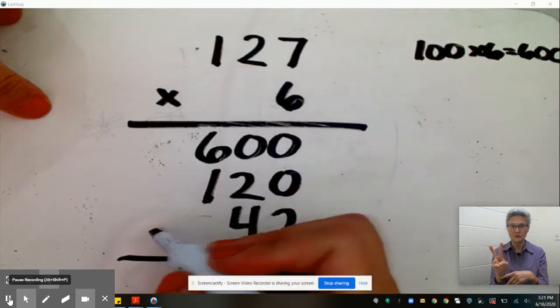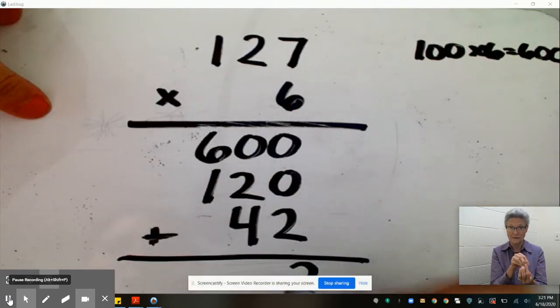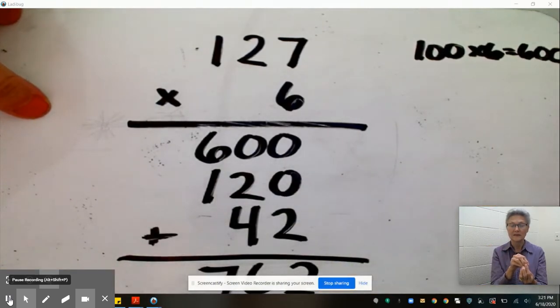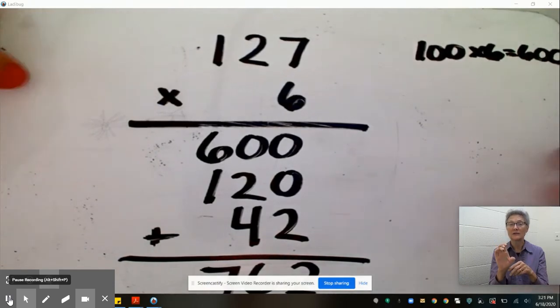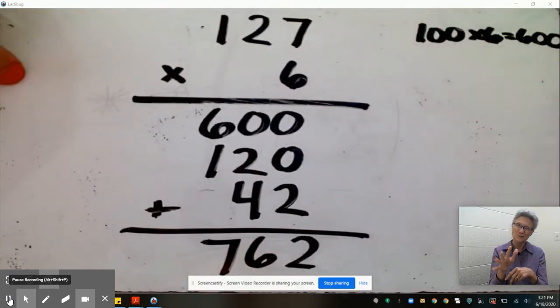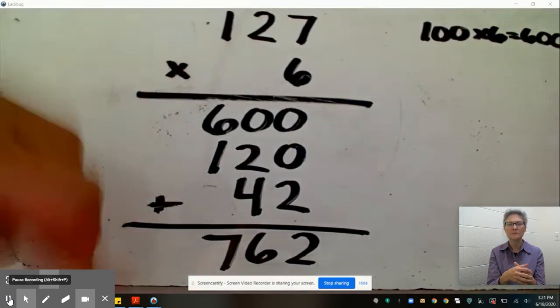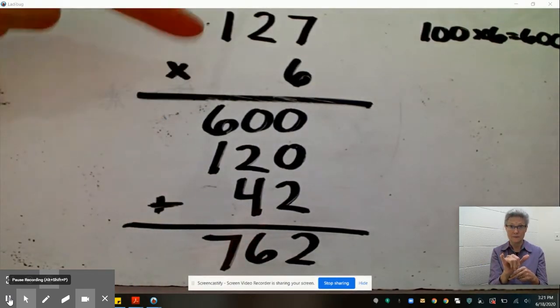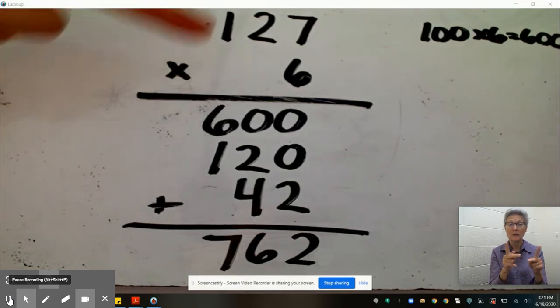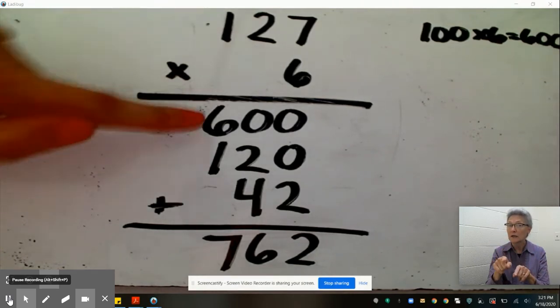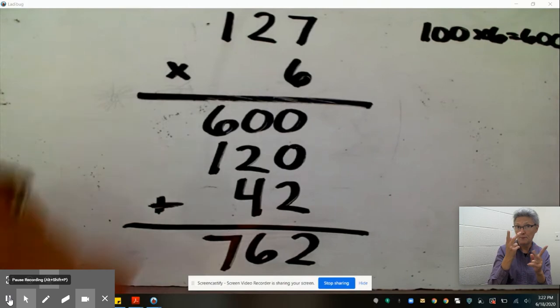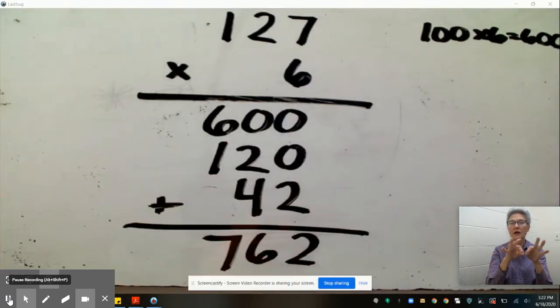So I'm now going to add these together to get my final answer of 762, which is close to 600, so I know my answer is reasonable. When I look at this, I'm using place value and I'm using partial products because I'm getting the partial products of each of these place value positions to get my total final product.